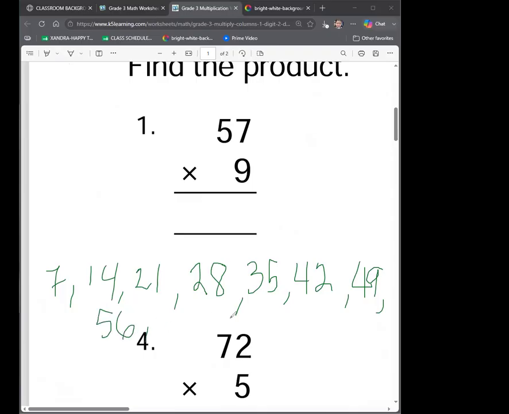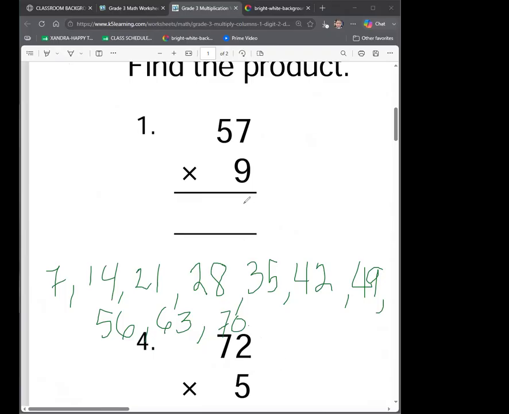Okay, next is 63, and then 70. So, Amir, what is 7 times 9? Is it 70? 63. Okay, 63.